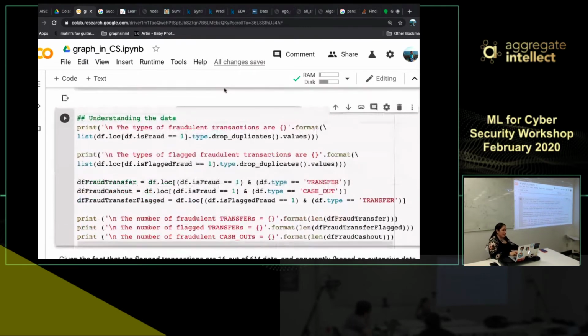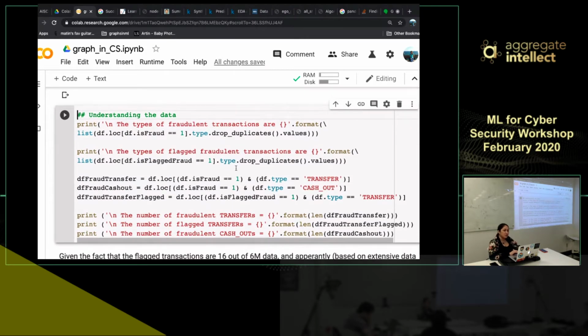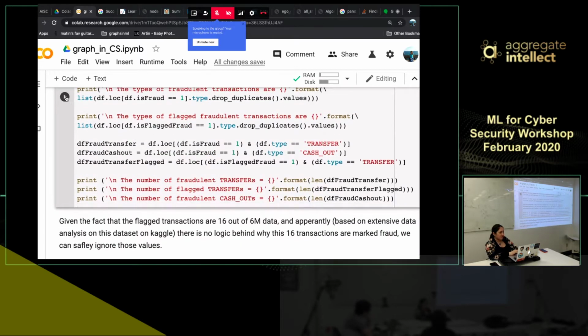To understand the data a little better, I just ran some sample analysis. Look at the fraudulent ones. I'm selecting anything that is actually a fraud, dropping duplicates, and printing the different types of fraud. I just want to see if all the types hit fraudulent accounts or if there is specific data that is fraud, and count the frauds.